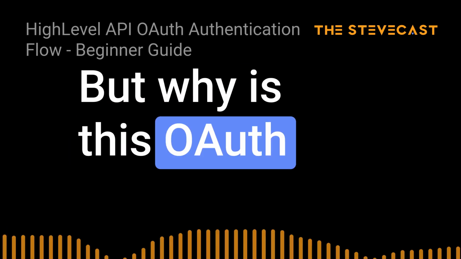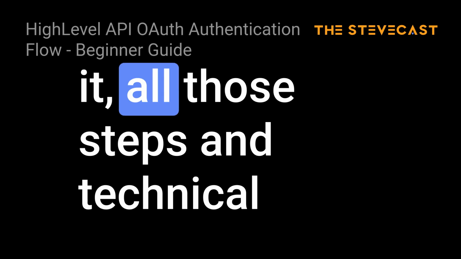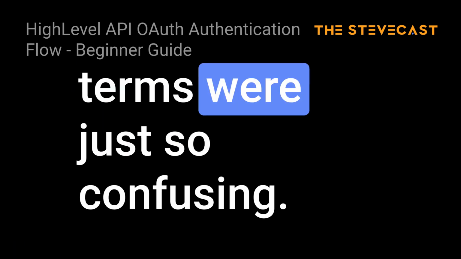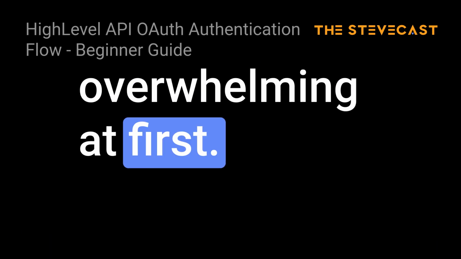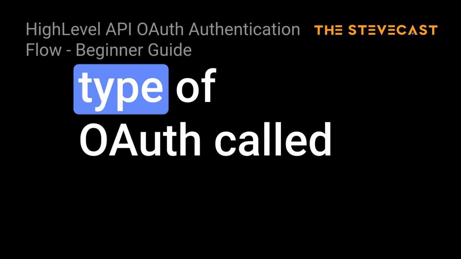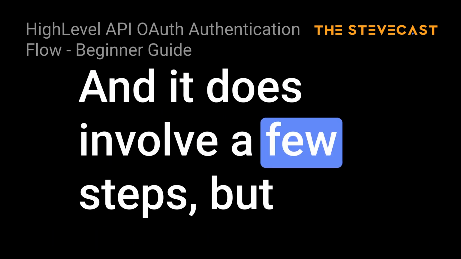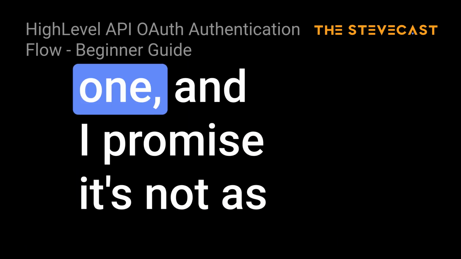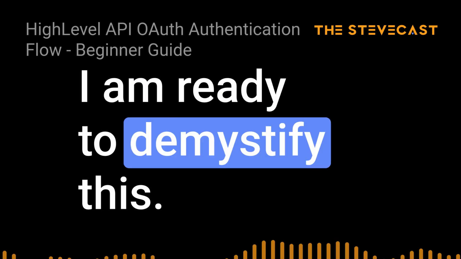But why is this OAuth process so complex? I remember when I first encountered it, all those steps and technical terms were just so confusing. It can definitely seem a little overwhelming at first. HighLevel uses a specific type of OAuth called authorization code grant. It does involve a few steps, but we're going to walk you through each one, and I promise it's not as complicated as it sounds. All right, I am ready to demystify this.